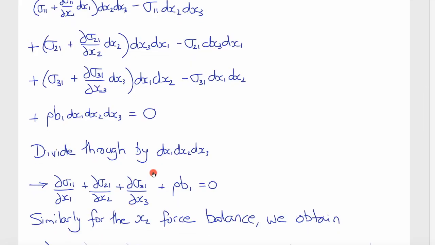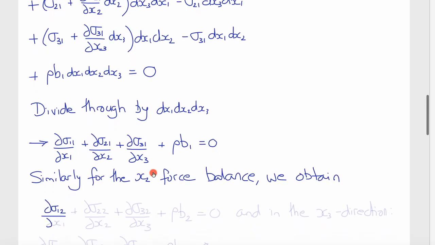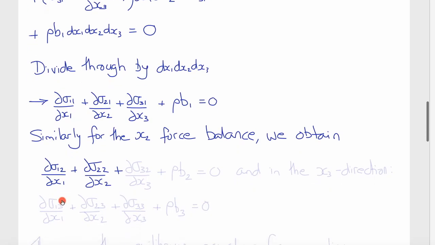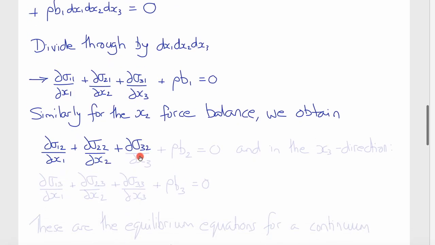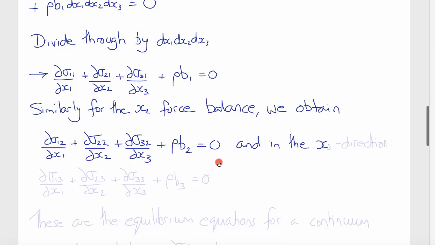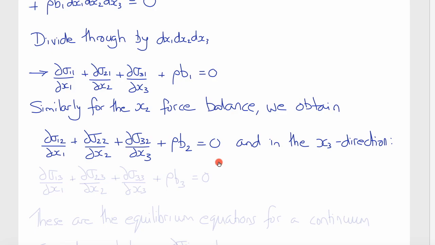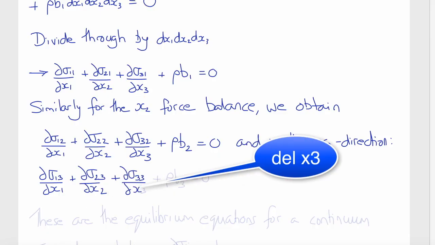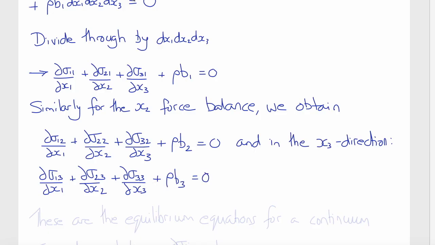And we can similarly do the same thing in the other two directions and get analogous expressions. Del sigma 1,2 del x1, plus del sigma 2,2 del x2, plus del sigma 3,2 del x3, plus rho times b2 equals 0. So that's the x2 force balance. And finally, in the x3 direction, we'll get del sigma 1,3 del x1, plus del sigma 2,3 del x2, plus del sigma 3,3 del x3, plus the x3 component of the body force.